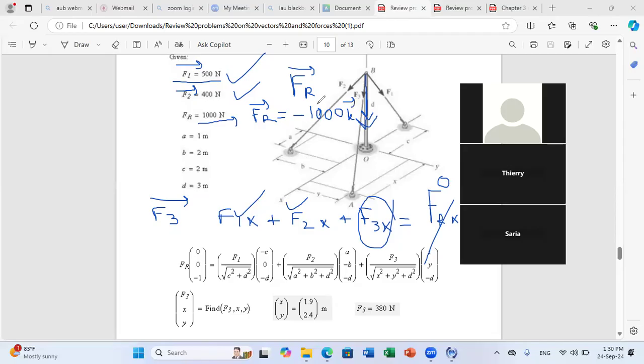Yes, if you know the unit vector or you know the components, this will lead at the end to express your vector as three components, one in I, one in J, one in K.